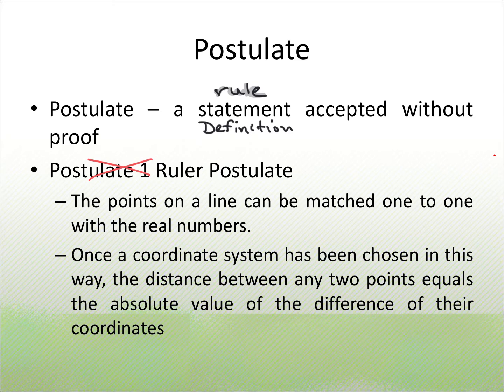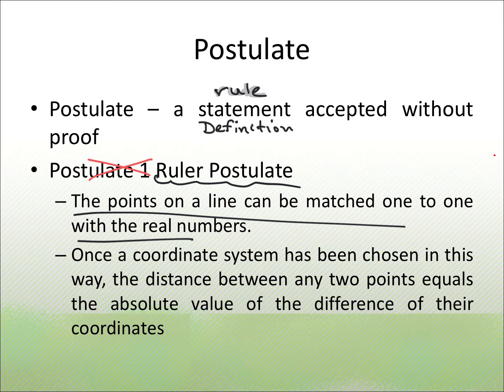number 2. So whenever we learn any of these theorems or postulates, you don't need to memorize that postulate 1 is the ruler postulate, and it states that the points on a line can be matched 1-to-1 with the real numbers. All I want you to know is that the name is the ruler postulate, and this is what it means.